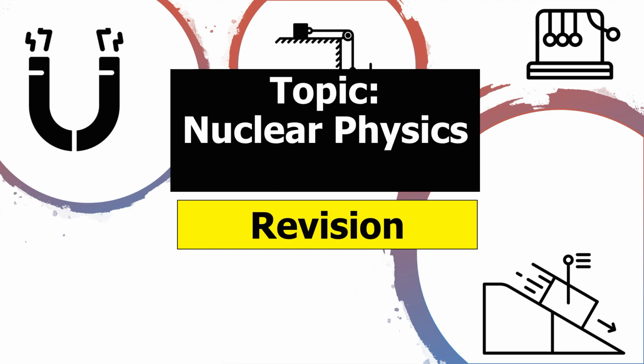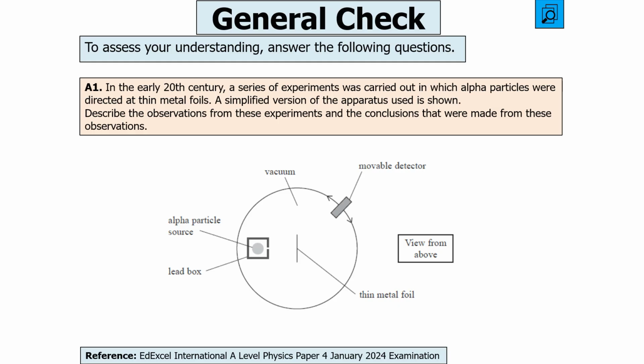The first question says, in the early 20th century a series of experiments was carried out in which alpha particles were directed at thin metal foils. A simplified version of the apparatus used is shown. Describe the observations from these experiments and the conclusions that were made from these observations. So pause the video now, then unpause the video when you want to go through your answer.